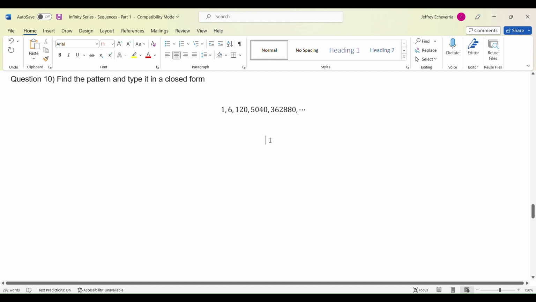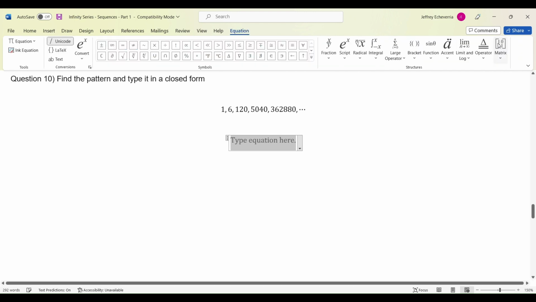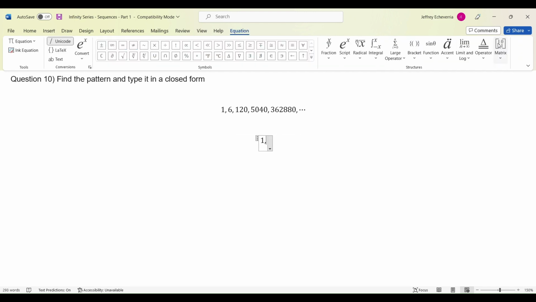For question number 10, find a pattern and type it in a closed form. So let us write this. So 1, we leave it like that. For 6, we're going to write this as 2 C dot 3. And let's stick also a 1 there. The next one will be 120. We can write this as 1 C dot 2 C dot 3 C dot 4, and finally C dot 5. So for the next one, we will do the same thing.